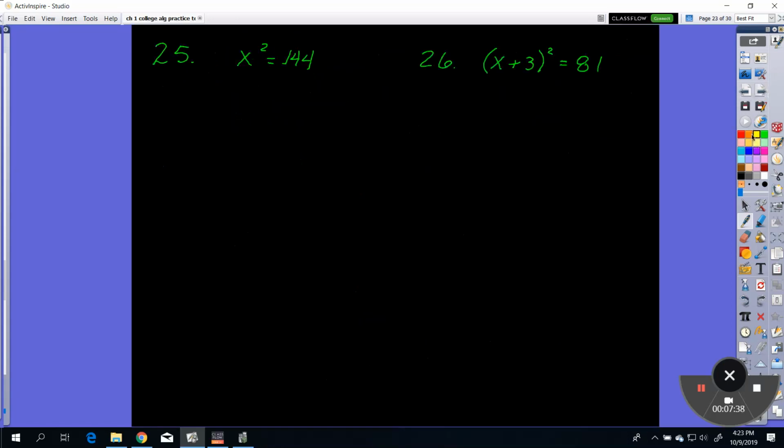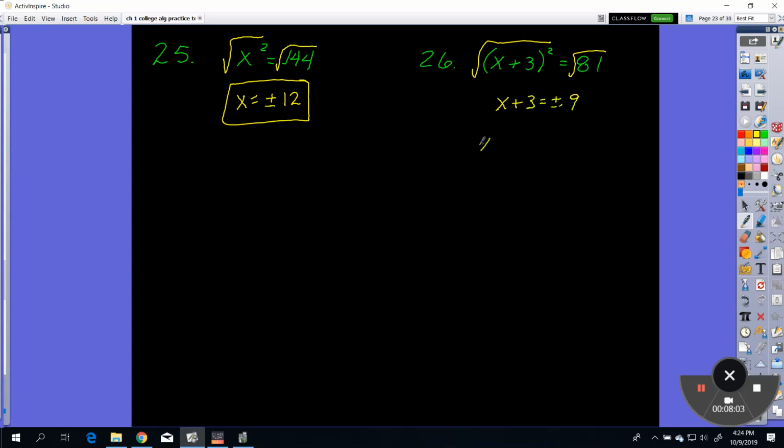So on 25, you're supposed to solve. I have a variable squared equals a number, so I can just square root it. So x equals plus or minus 12. And that's it. On 26, again, I have something squared equals a number, so I square root it. So I have x plus 3 equals plus or minus 9. So in other words, I have x plus 3 equals 9, x plus 3 equals negative 9. So then I minus the 3, x equals 6, and minus the 3, x equals negative 12.